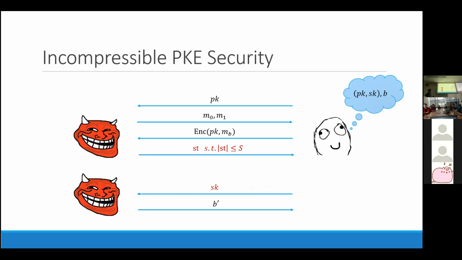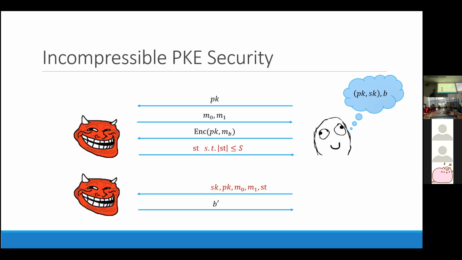And then the state is passed along to the second adversary together with some other metadata, and the second adversary needs to carry out the attack and make a guess for the bit B. Yes. So can you repeat again what is the bound here? Is there a bound on the space? The bound is only on the state, the state ST. It's a bound on space, but it is not throughout the entire game. The only restriction is that the variable ST is less than size S.